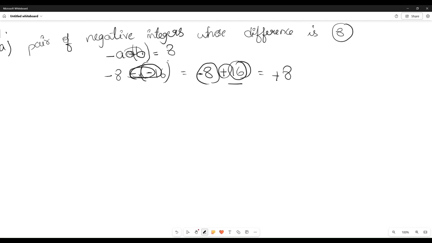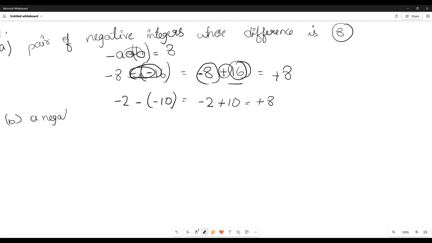I think you all understood: negative integers means I have taken two negative integers. When you use two signs at a time, you have to take a bracket first. And some examples like minus 2 minus of minus 10. Minus 2 plus 10, which gives again a plus 8. We can do a number of examples.